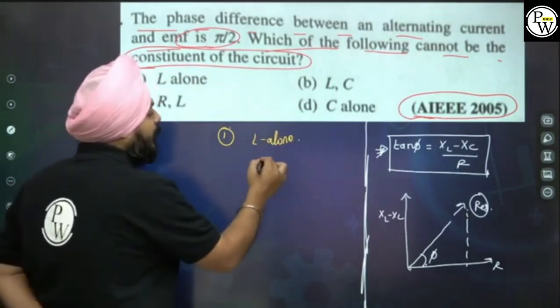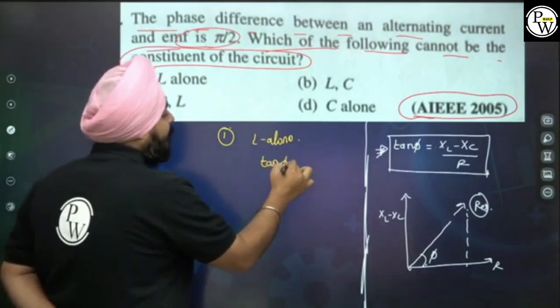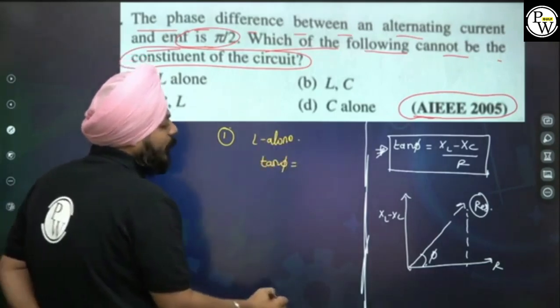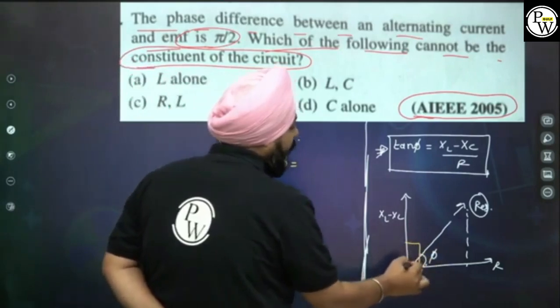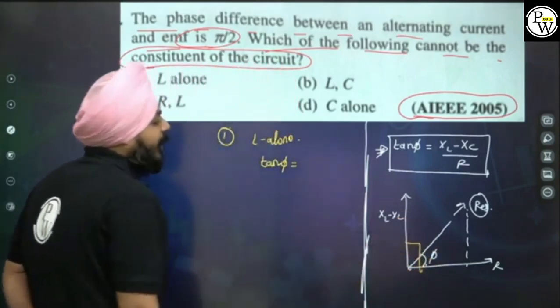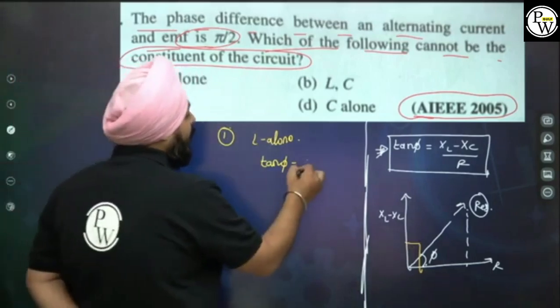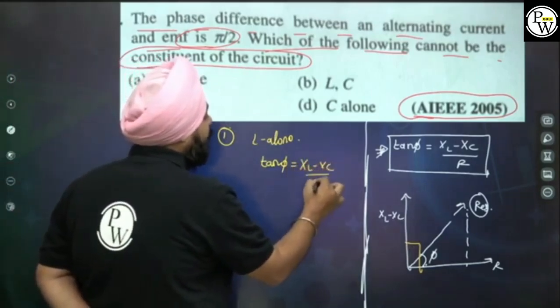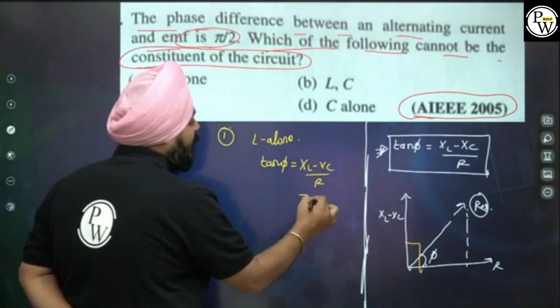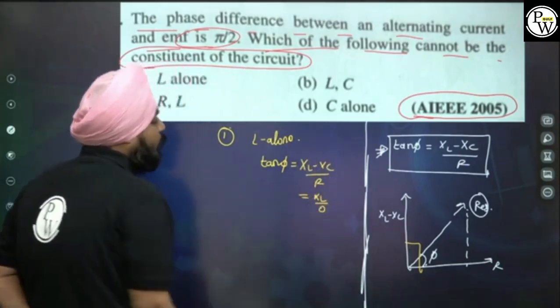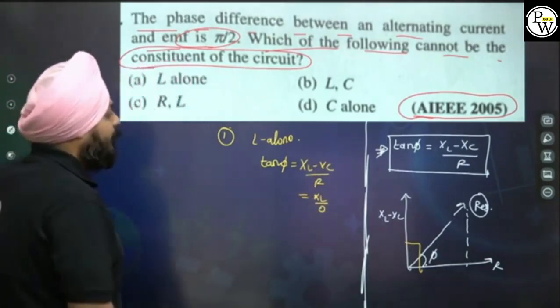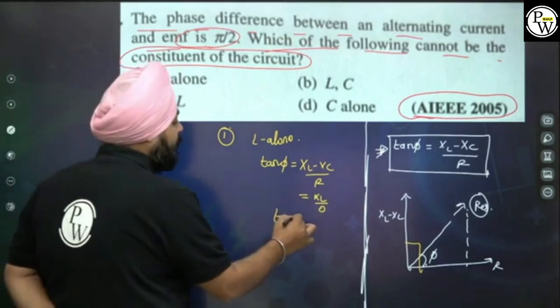If you remember the formula for tan phi, this is tan phi, and this is the angle between them. This is 90 degrees. So let's say tan phi is equal to (XL minus XC) whole divided by R. So can I say we are having R as 0, right? So the value is going to be infinity.